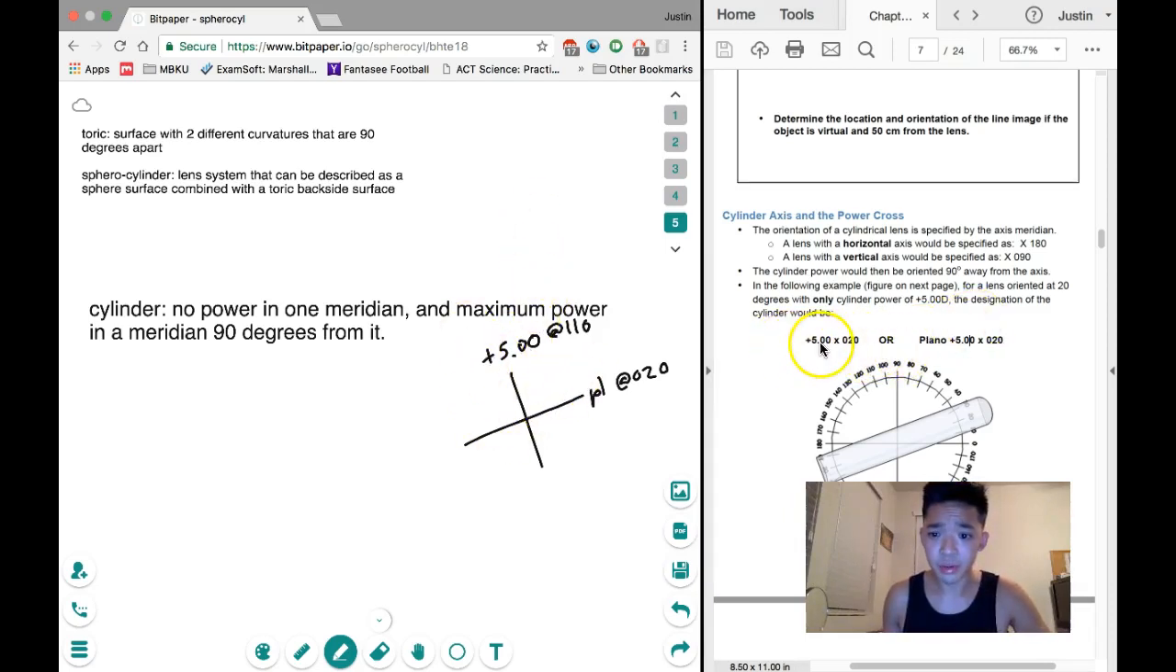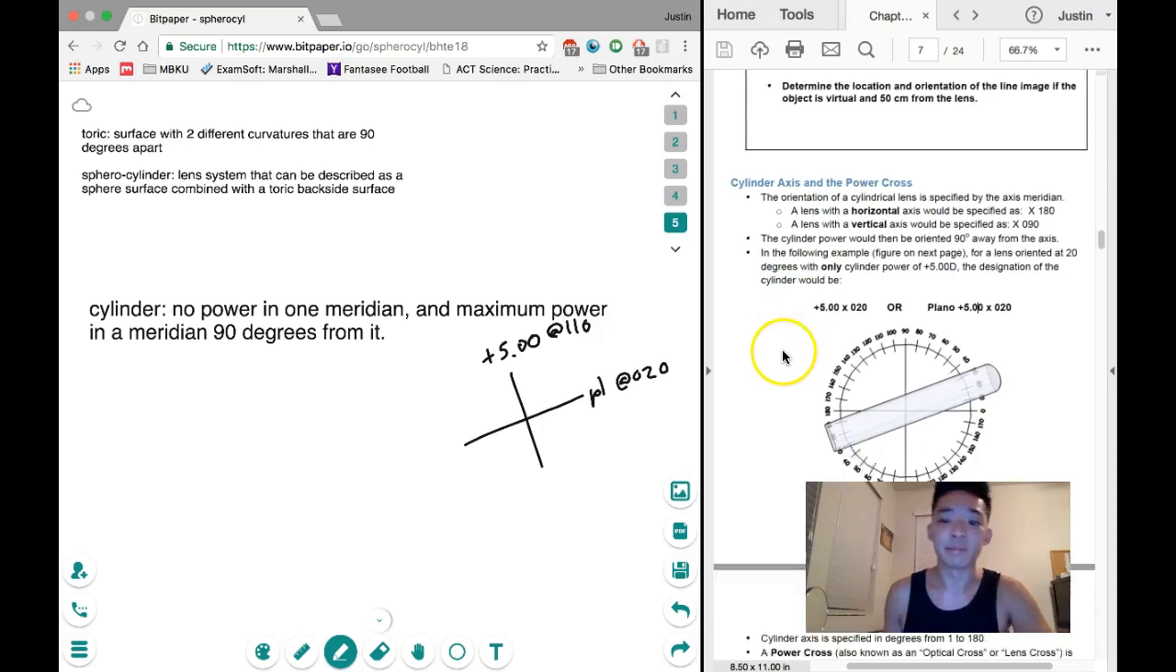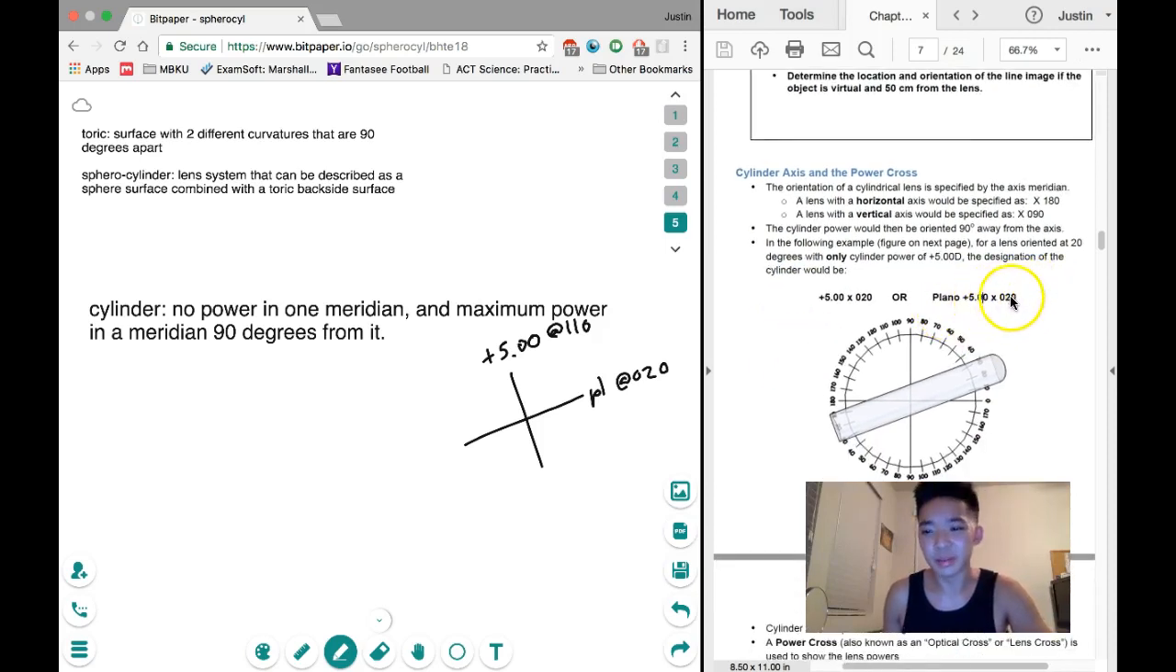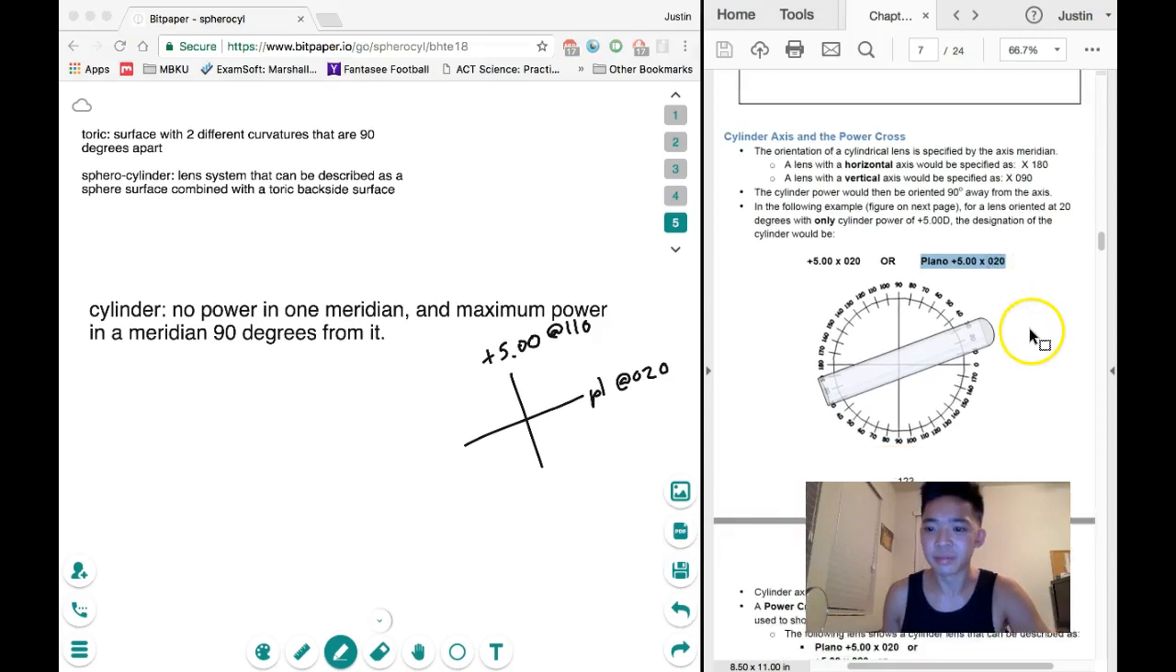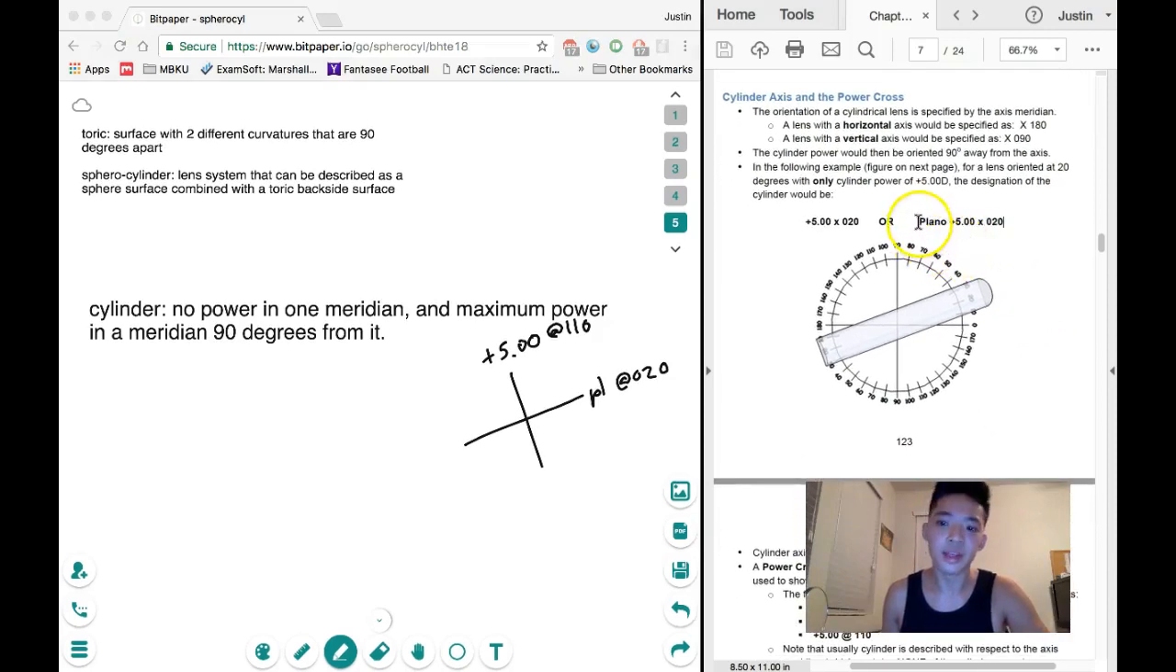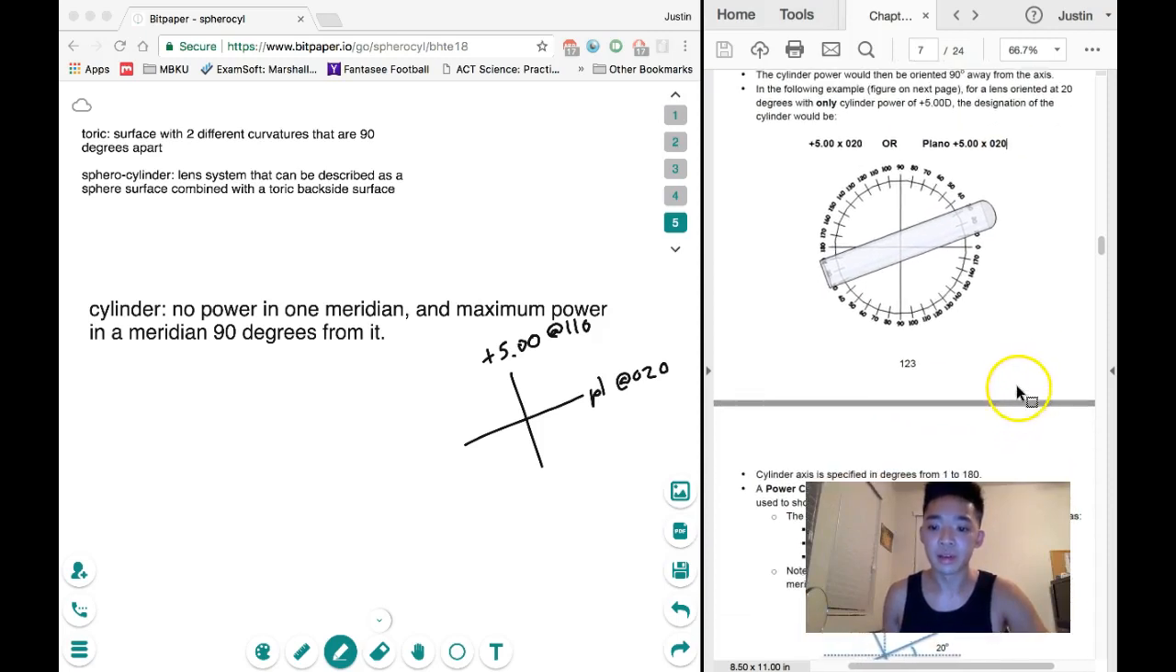So these both are the same thing. Really, because it's plano, you don't technically need a number here. But to me, I think this is the more accurate description. So once again, this plano, this first number, is associated with, means it's at this axis right here.